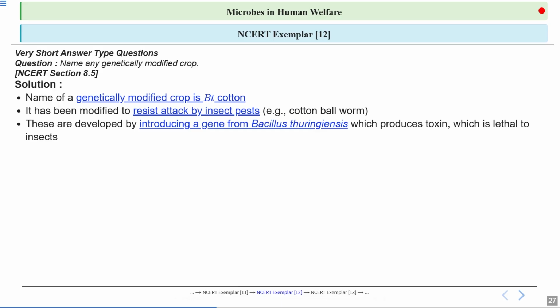Okay, so these BT cotton or BT plants are created by introducing a gene, which is the BT gene from Bacillus thuringiensis. This BT gene produces BT toxins which are lethal to the insects.